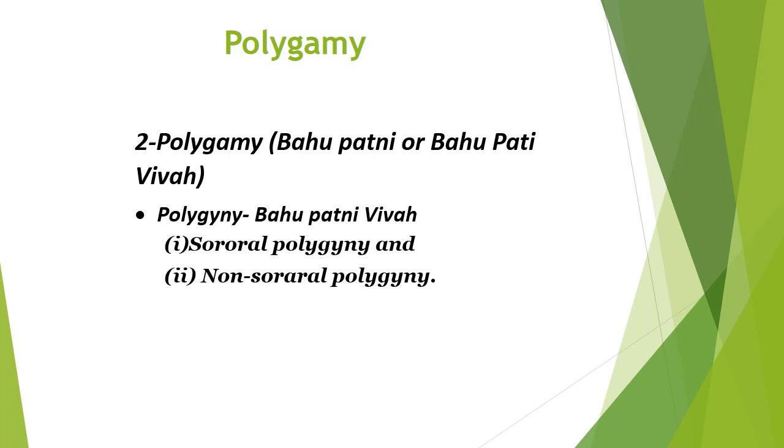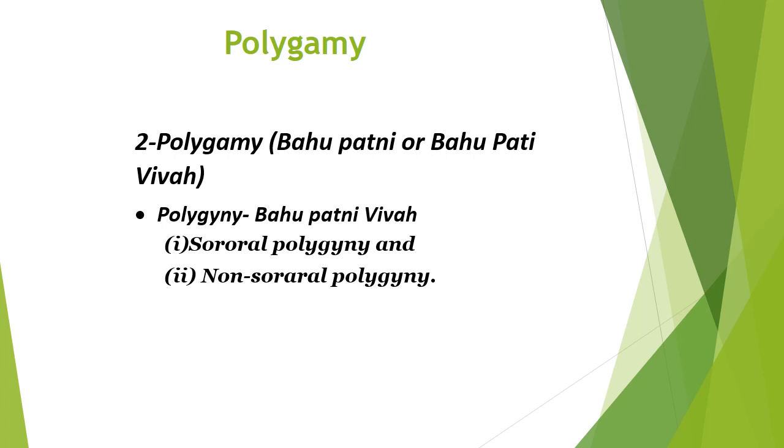Polygamy further has sororal polygamy and non-sororal polygamy. What is this sororal and non-sororal? Let us understand. Polygamy may be of two types. As I said, sororal polygamy is one in which all wives are sisters, and non-sororal polygamy is where the wives are not necessarily sisters marrying a person.